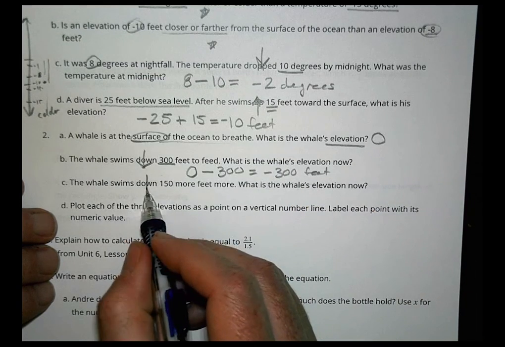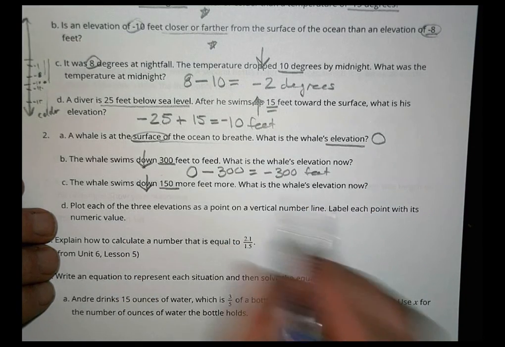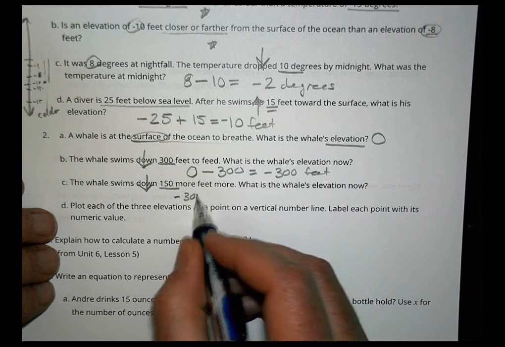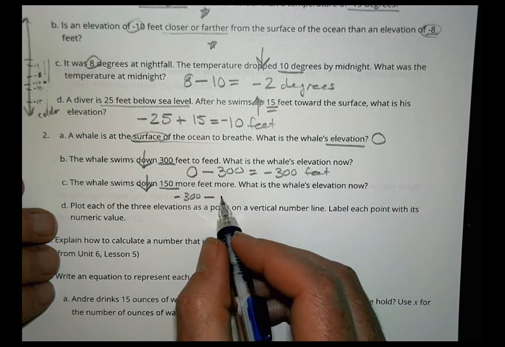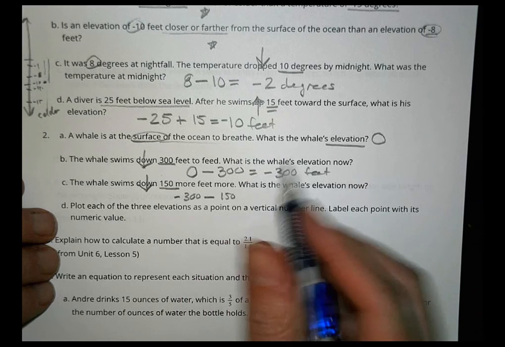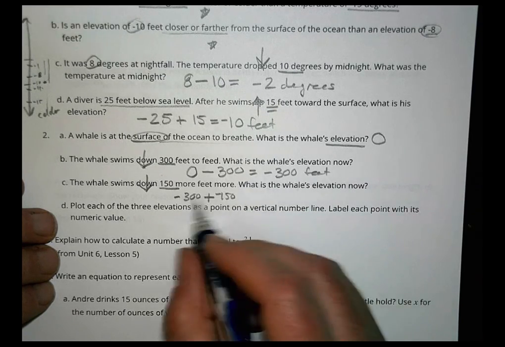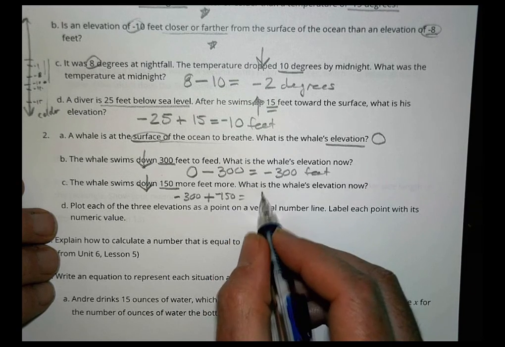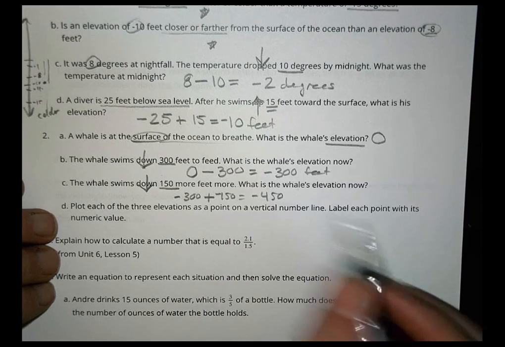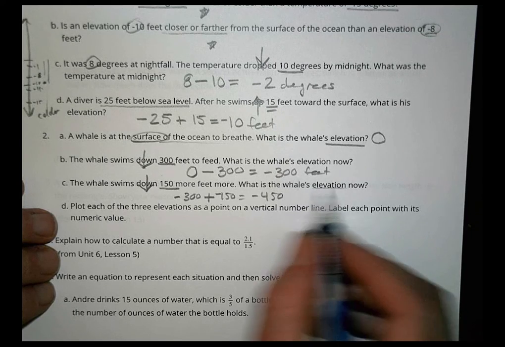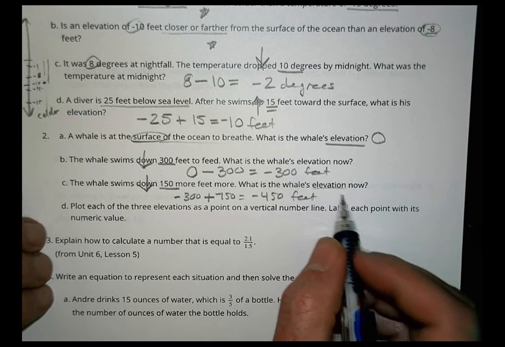The whale swims down 150 more feet. So we started at negative 300 already, and it goes down another 150. When I subtract, it's like adding the opposite, or adding a negative. The signs are the same, so I find the sum, and I keep the sign the same. So the new elevation is negative 450 feet.